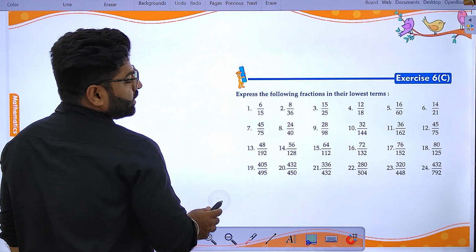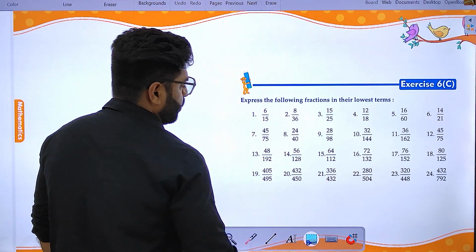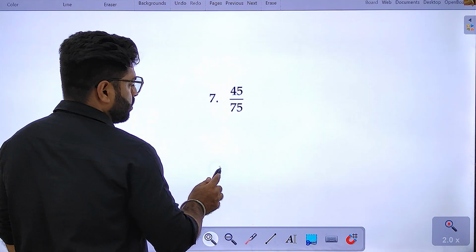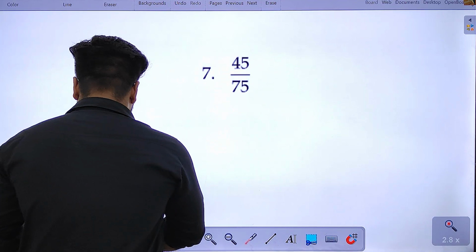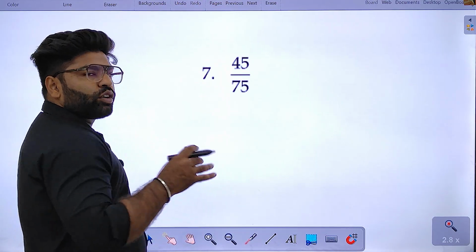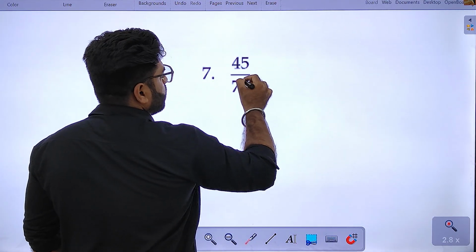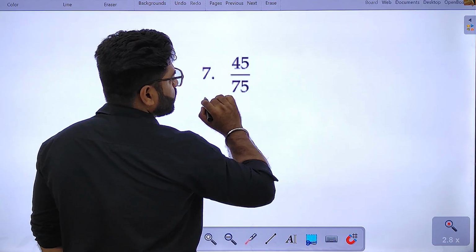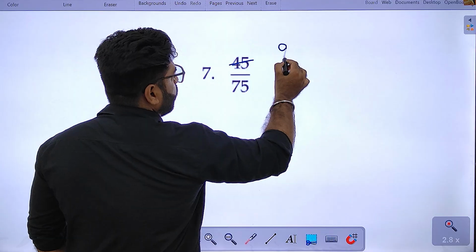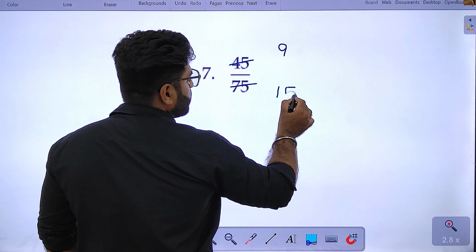Now we are having exercise, that is 6C. So let's pick one question from here, that is 7 part, and we have to solve it in lowest form. So first we have to find out the HCF, or we can solve it by the common factors. See, we have seen here there is a common factor 5. If we divide by 5, 5 nines are 45, and if we divide 75 by 5, we are having 15 fives are 75.